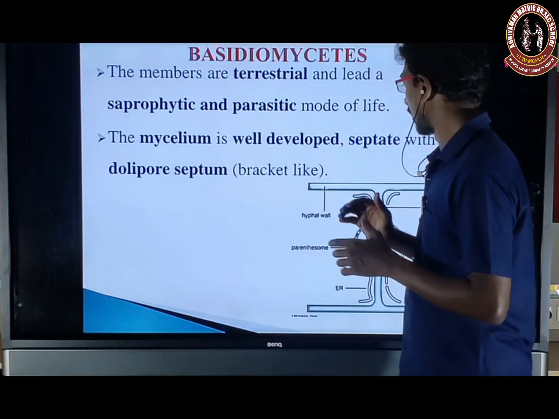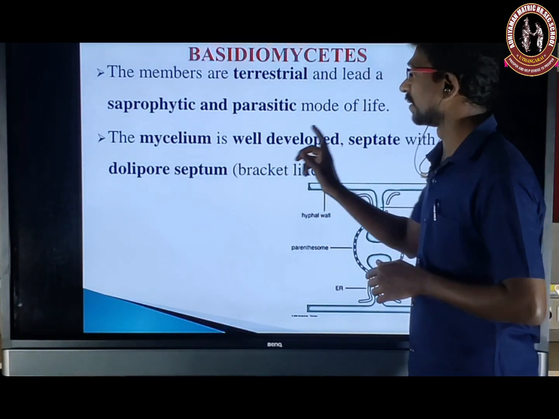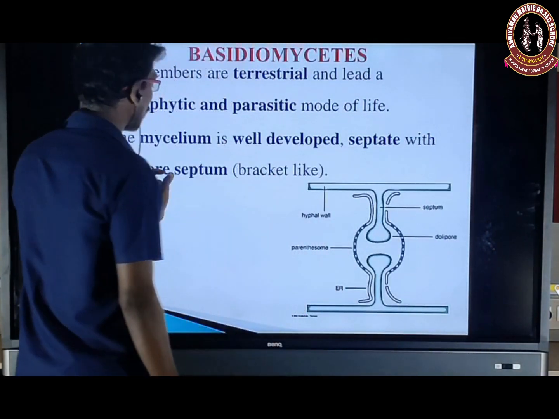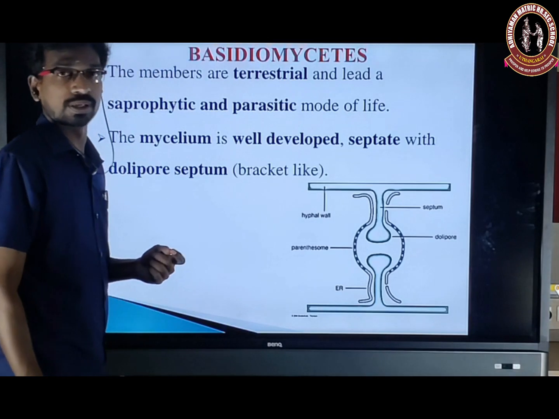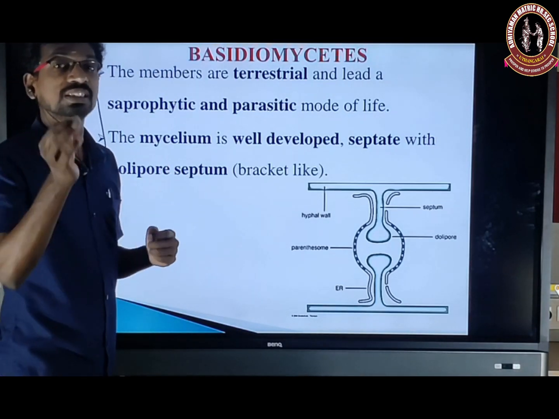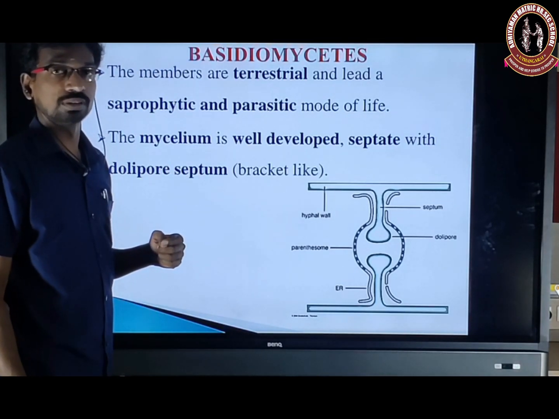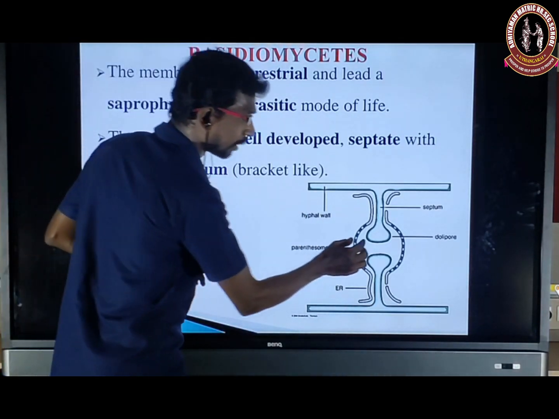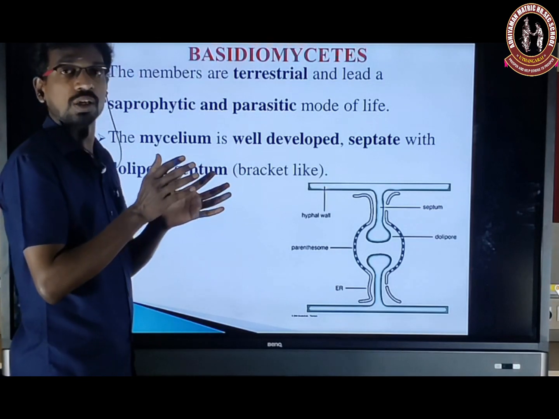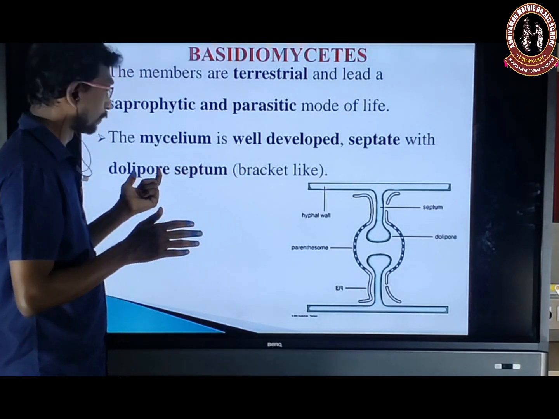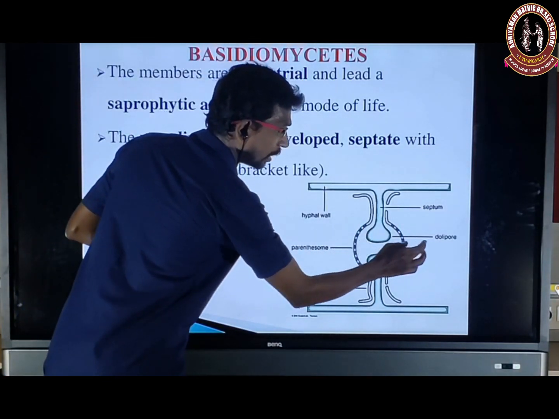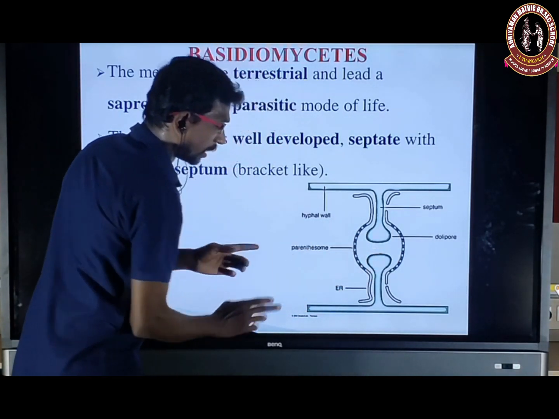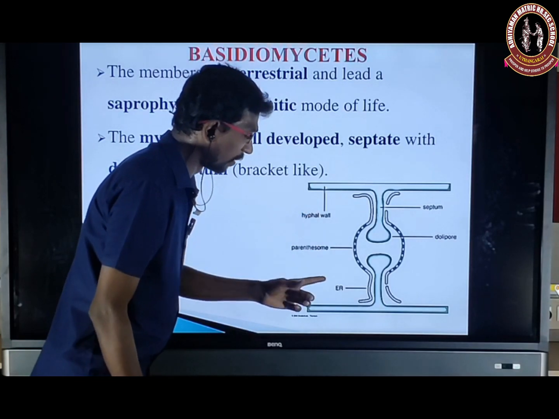So here only one organism benefits, that is the parasitic organism benefits, and the host organism suffers. The mycelium is well developed and septate with dolipore, that is very important. The dolipore septum is a barrel-like septum. But in ascomycetes, a simple septum is present. Here, that is the dolipore septum, so it resembles a barrel. That is a dolipore. Okay, so a small gap is present. That is a parenthesome. It's a hyphal wall.